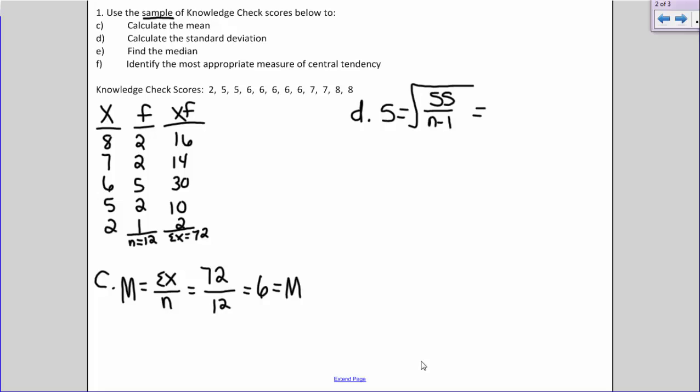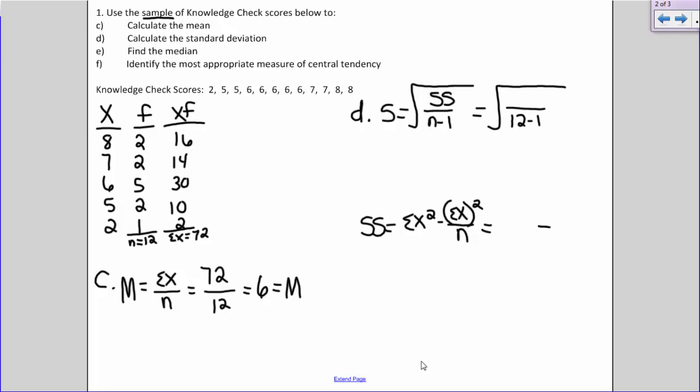So I'm looking at this formula and I know what my sample size is, so I can quickly fill that in. I just found it. It's 12. I don't know what my numerator is, so it's time to write down a new formula. The sum of squares formula is the sum of x squared minus the sum of x, quantity squared, divided by the sample size. I don't know what that sum of x squared is yet, but I do know the second part of this formula.